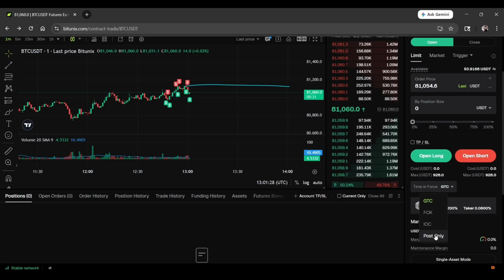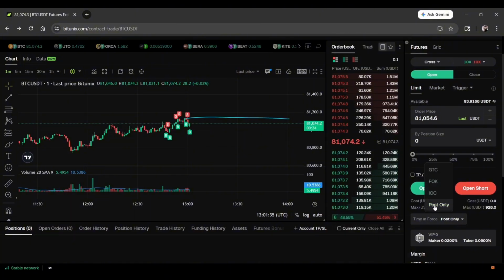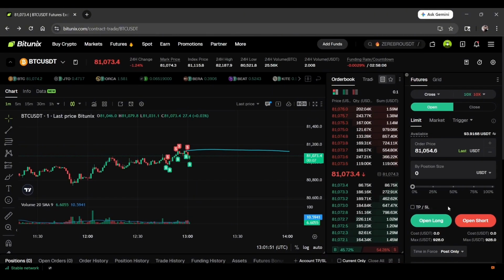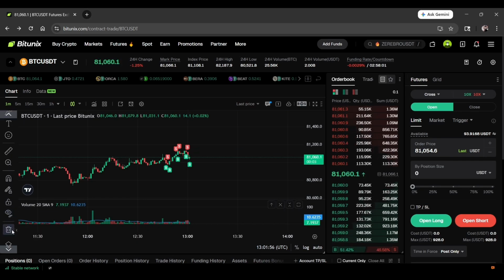To prevent this from happening, when it says here time in force, you want to have this set to post only. I think by default it's also going to stay as post only. For most exchanges, this button is actually turned off. I think for BitUnix it's turned on, but you just want to double check that you have post only enabled, because what this does is it prevents you from crossing the spread.